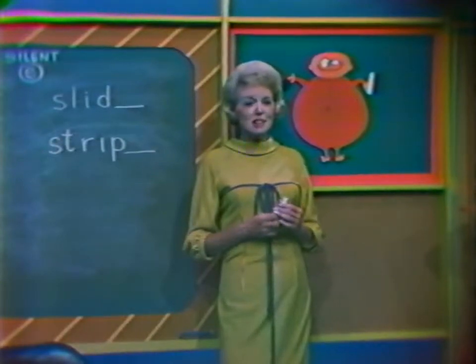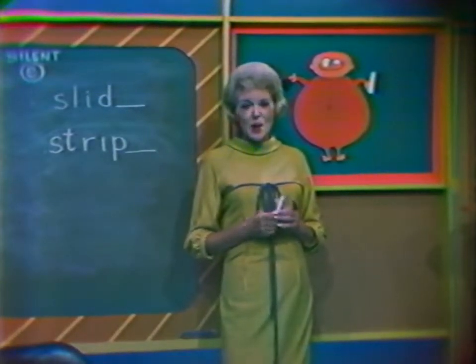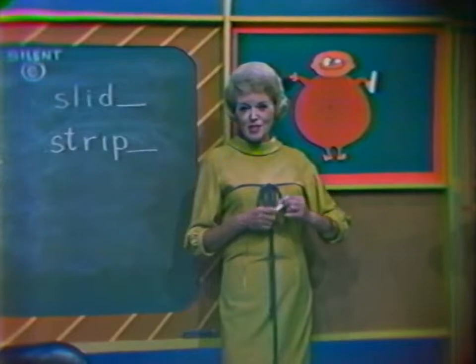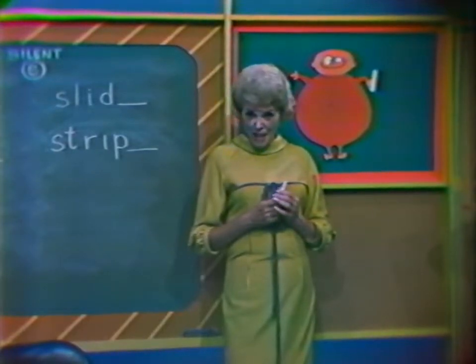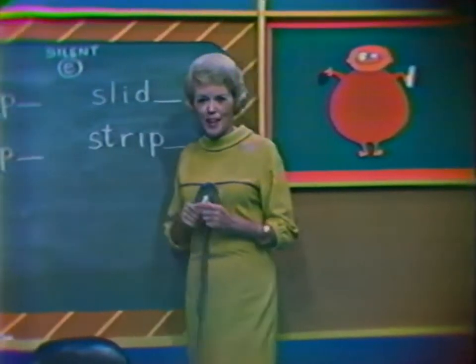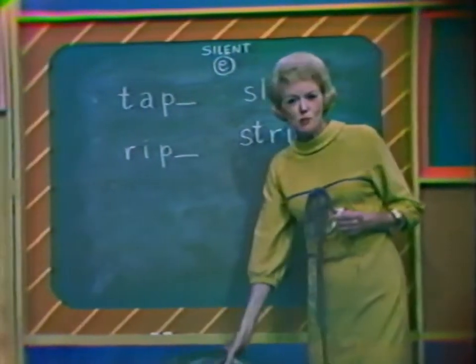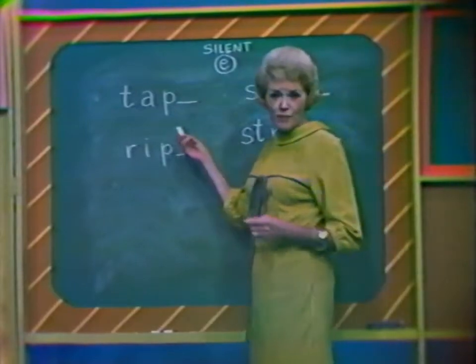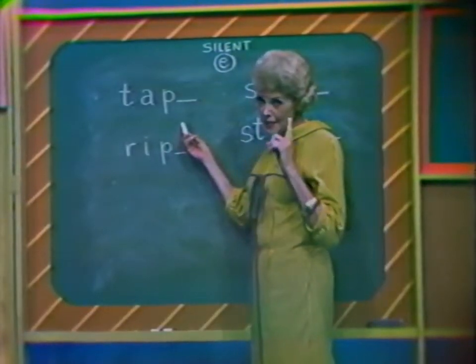Well, this is the second part of our fourth reading lesson. Remember yesterday we sang about the silent E words? Did you find many when you looked for them? Well, now let's look at the blackboard and see what happens to some more three-letter words with one vowel when we add that little silent E to the end.